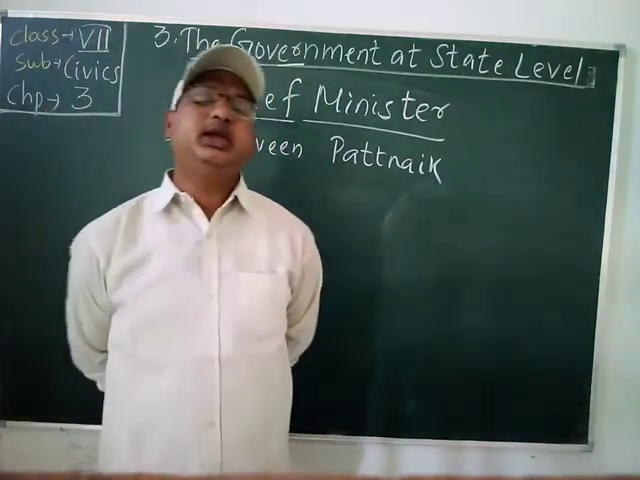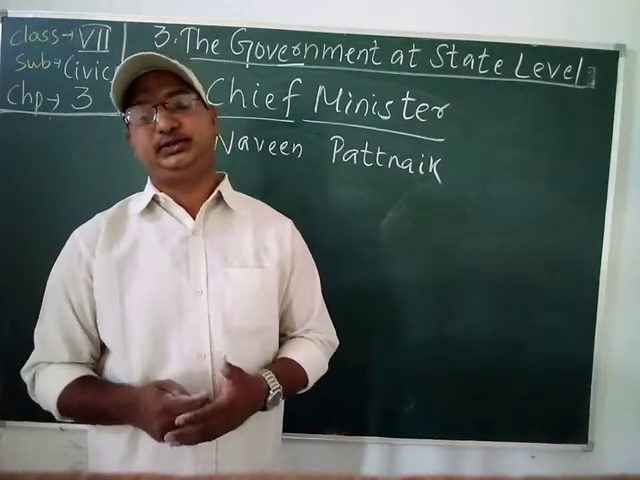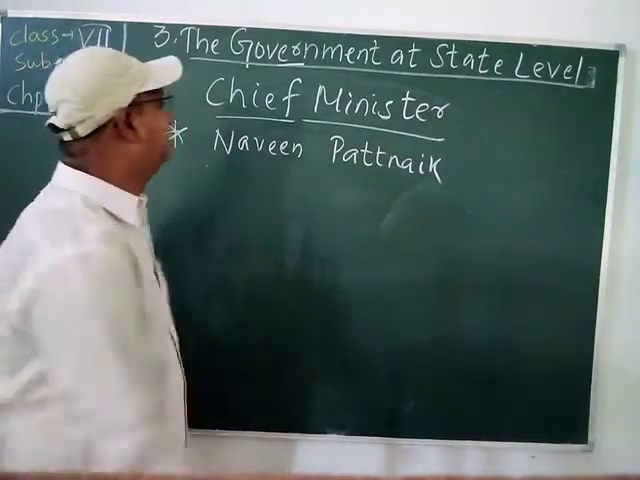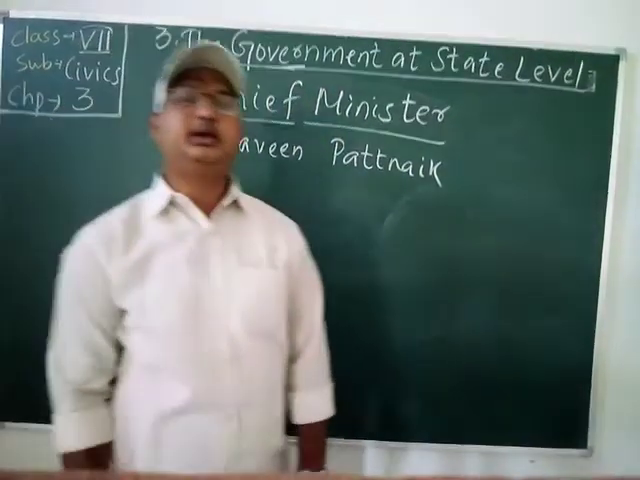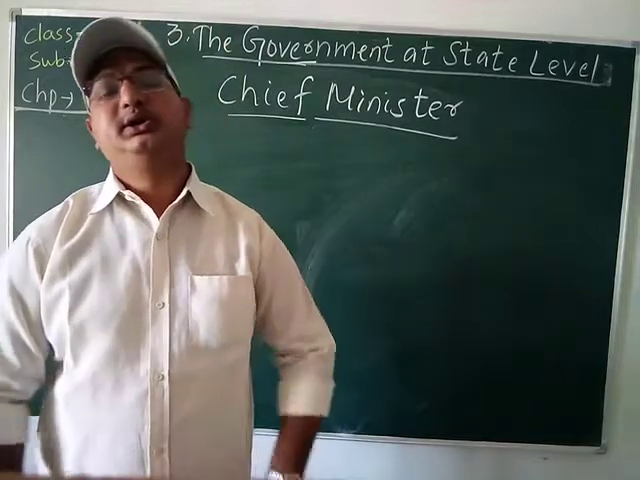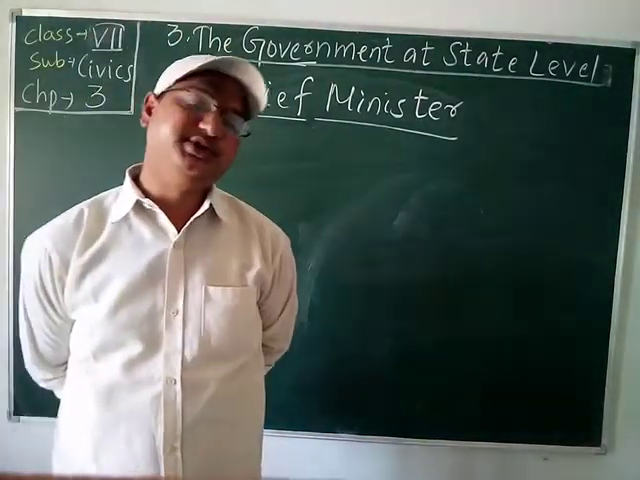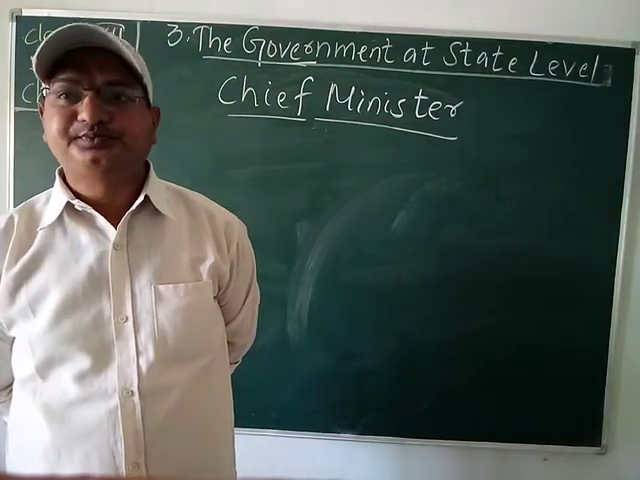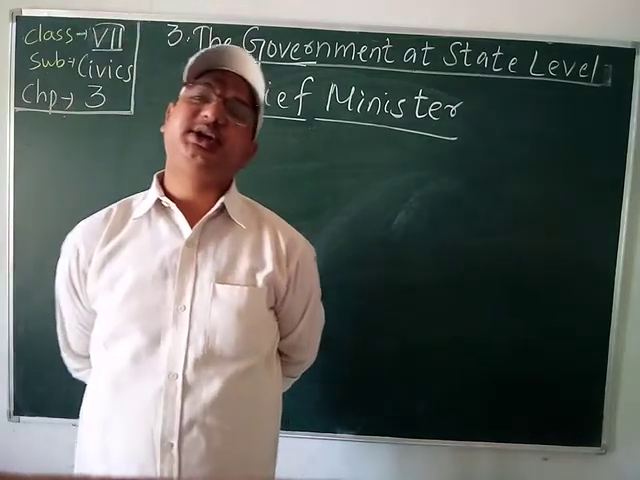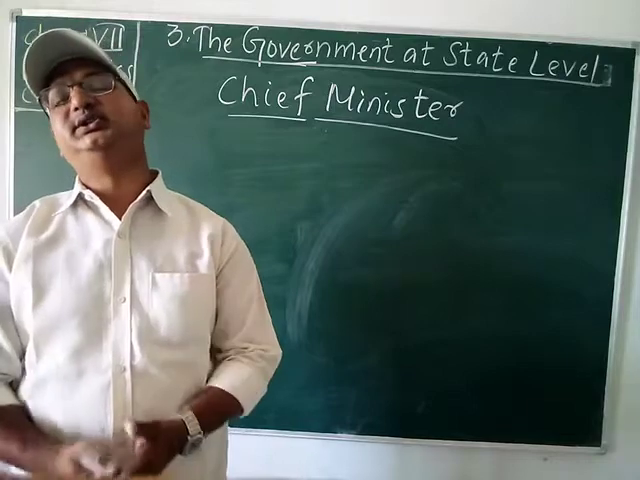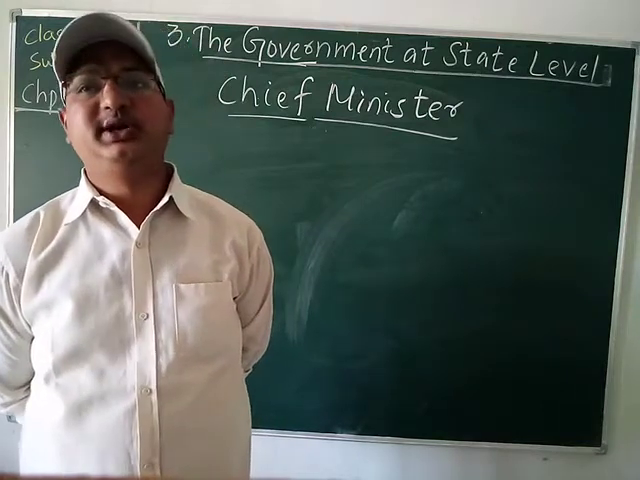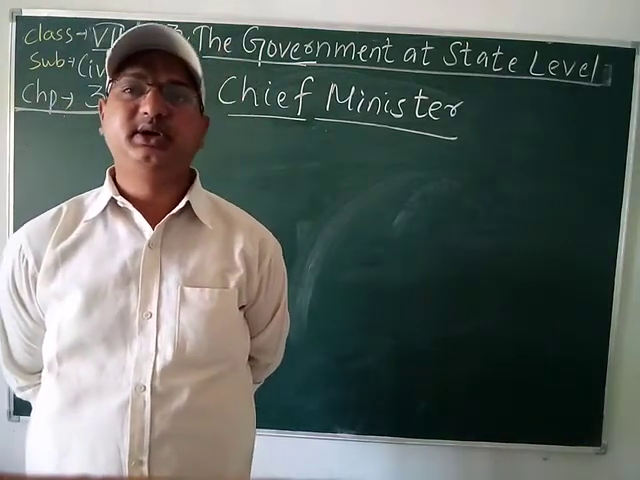Students, if it is not possible, then two to three parties become allies and form the government. Students, as I have told you, the chief minister is appointed by the governor, and other ministers are also appointed by the governor on the advice of the chief minister. The chief minister and other ministers are responsible to the state legislative assembly. They work as a team and stay in power only as long as they enjoy the confidence of the state legislative assembly.